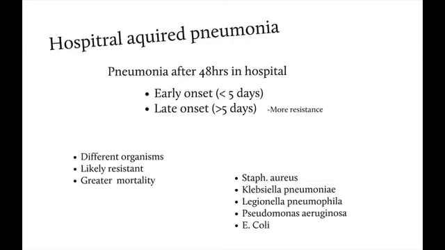There are a lot more gram-negative organisms, such as E. coli and lots of other things, so we need to give them broader cover of antibiotics. But other common organisms are Staph aureus, whether that's methicillin resistant or not, Klebsiella, Legionella, and Pseudomonas, which can be prevalent in those with chronic respiratory disease.